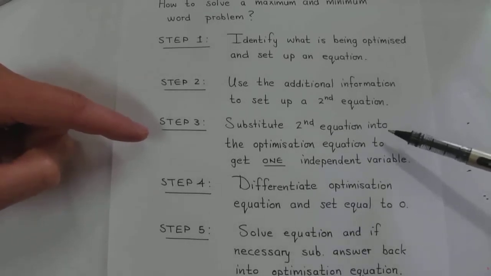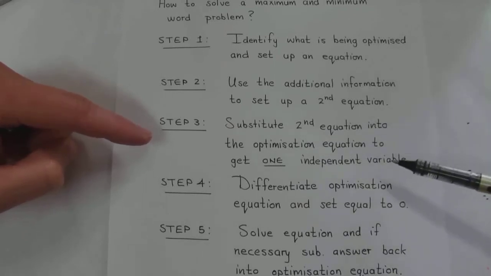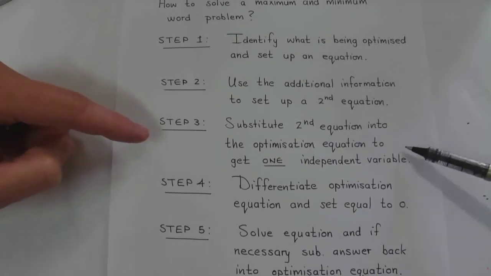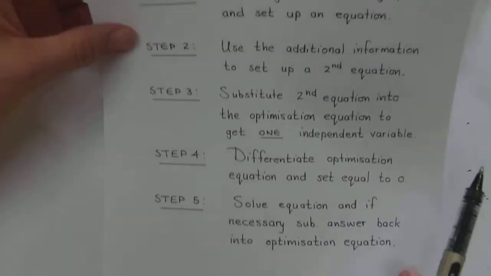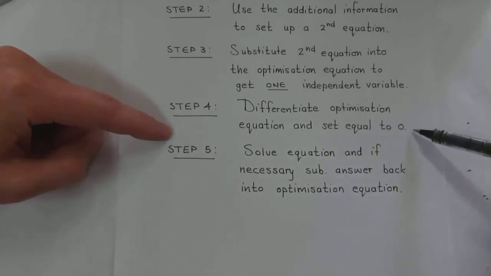We need to substitute that second equation into that optimization equation. Why? So that the optimization equation only has one independent variable. I did show you that in the examples in the previous video, where the moment we have two variables, it doesn't work. I have to have one independent variable in order to find the derivative. Then, once I've substituted in, I now have an optimization equation with one independent variable, which then allows me to continue to step 4, differentiate the optimization equation and set it equal to 0.